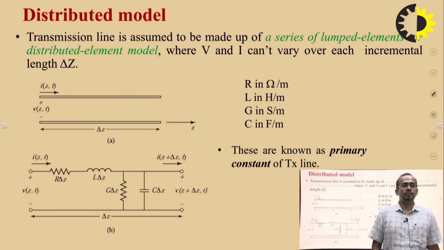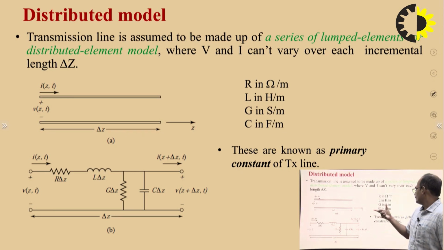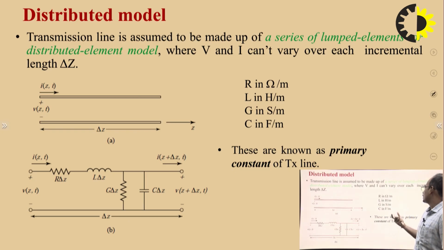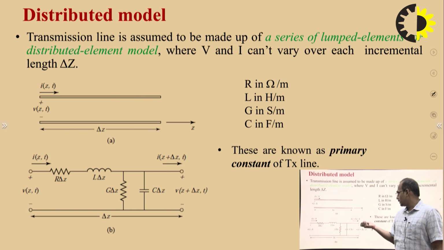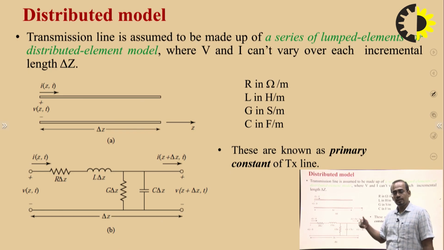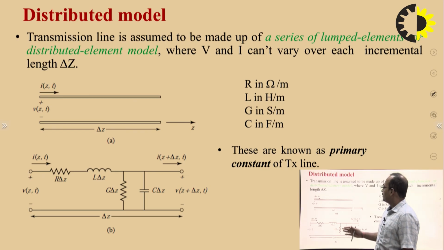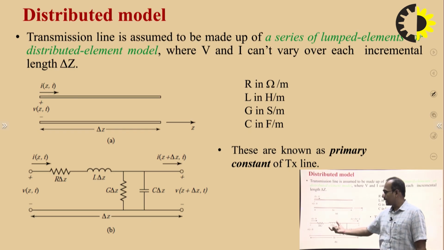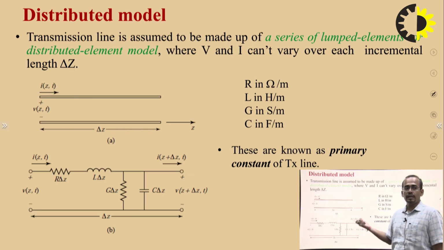Now, we can define this transmission line in the distributed element model or lumped element model in terms of the primary constants R, L, G and C. So, we can replace this with the help of R, L, G and C. The equivalent for this transmission line is R delta z, L delta z, G delta z and so on. R and L are connected in series whereas G and C are connected in parallel.